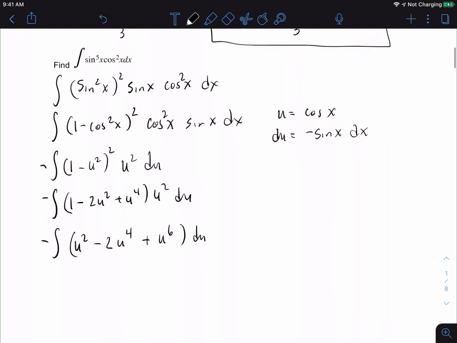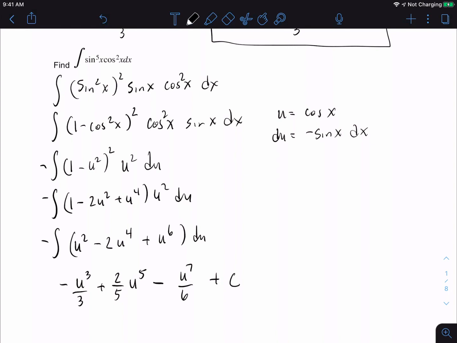du. And then when we integrate here, I'm going to get negative u to the 3rd over 3 minus 2/5 u to the 5th plus u to the 7th over 7 plus some constant. Ooh, I didn't change my signs. That should be a positive, that should be a negative, plus some constant c.